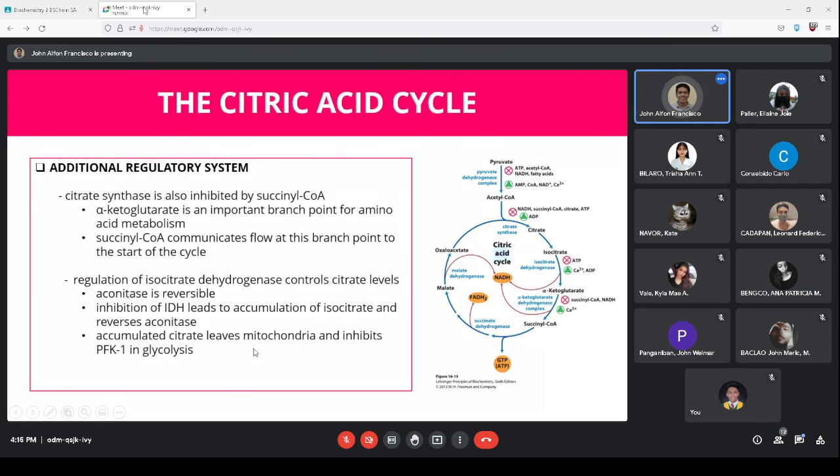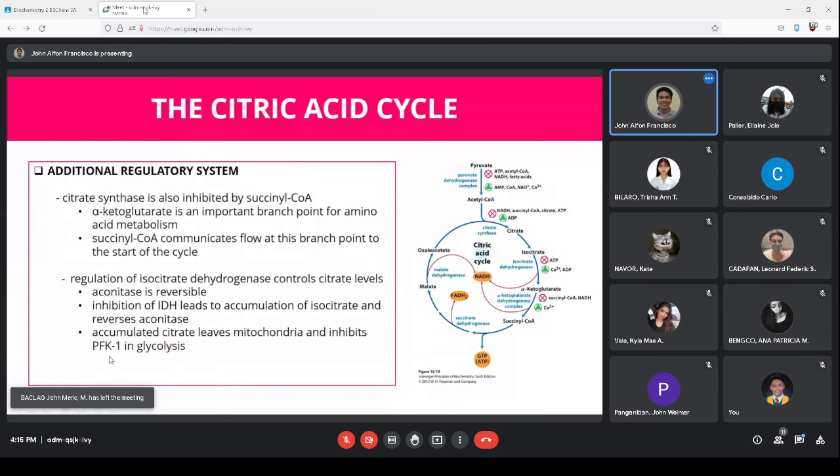Accumulated citrate leaves the mitochondria and inhibits PFK1 in glycolysis. So the citrate leaves the mitochondria to inhibit PFK1. PFK1 or phosphofructokinase 1 is one of the enzymes involved in glycolysis. So as you can see, they are very connected with each other. When there is too much citrate, it signals, wait, that means we are already producing a lot of energy, so let's stop from the very beginning at glycolysis, before pyruvate and acetyl-CoA are produced.